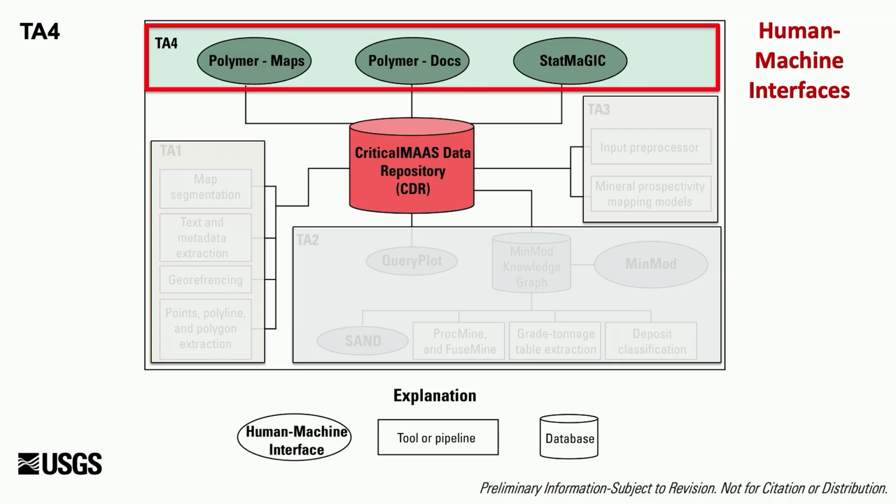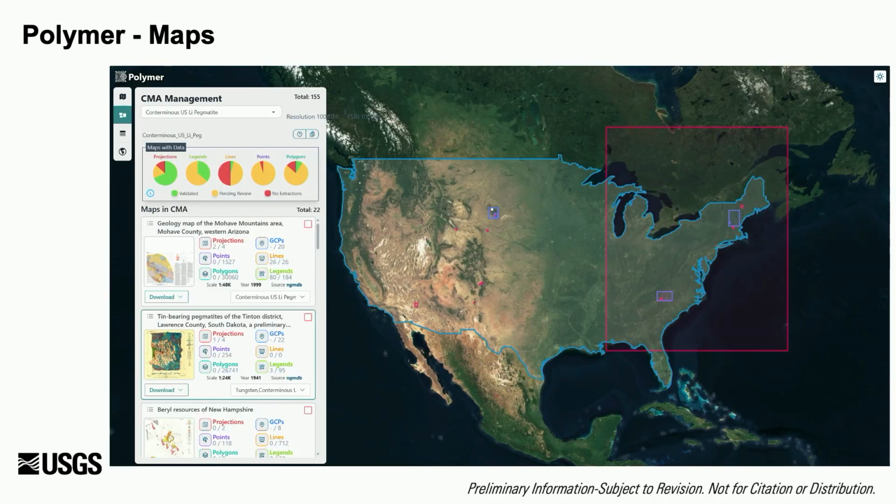And finally, through TA4, user interfaces were developed to run the tools and explore and edit input and output data sets without the need to code. Here's a quick glimpse of some of the HMIs that were developed. This is the Polymer Maps app for running TA1 tools. You can search maps or upload a new map, submit a job for processing, and view outputs of TA1 tools. And there are also tools to edit those outputs and download them if needed.